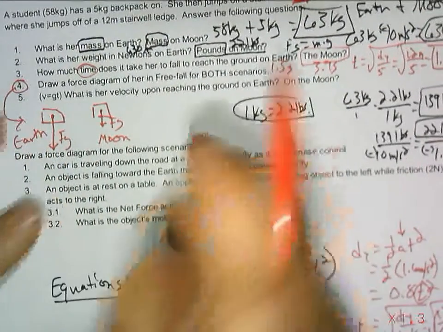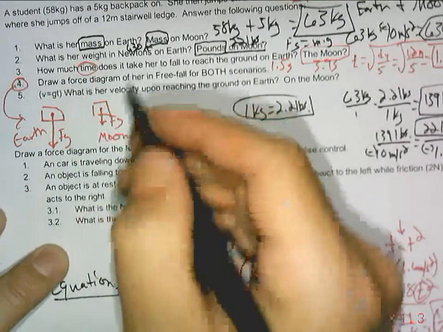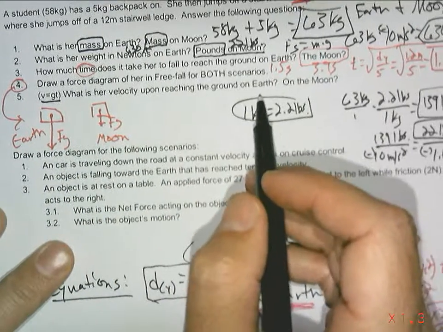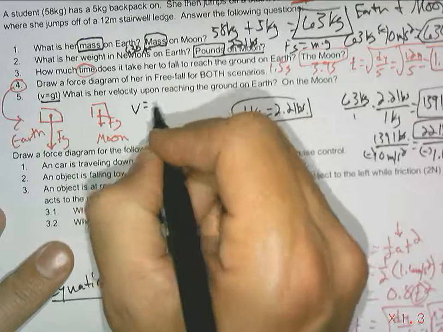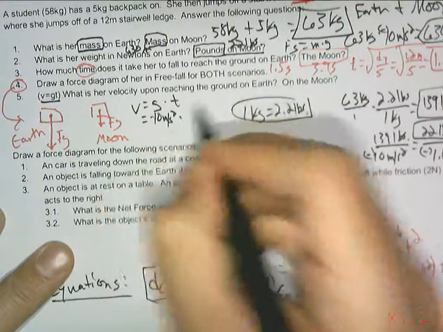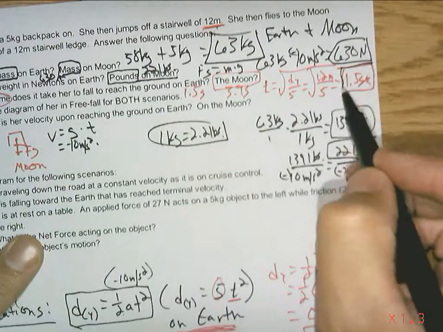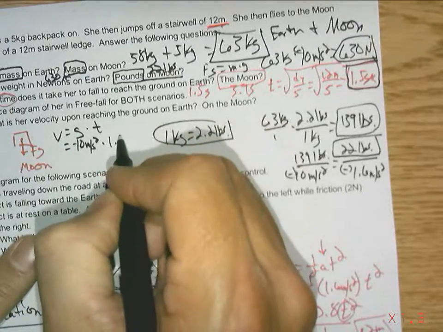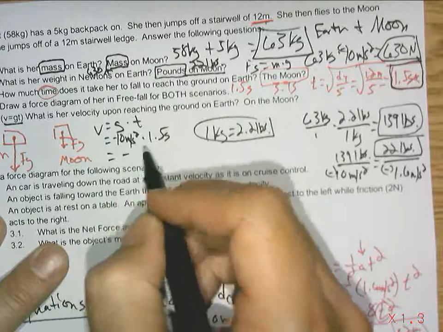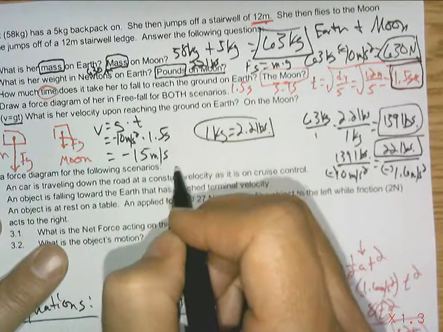And lastly, number 5, and I'll go back to using the black marker here. So v equals g times t. What is her velocity upon reaching the ground on Earth? Well, on Earth, v equals g times t. g is negative 10 meters per second squared, times, I have to go back and refine my time. On Earth, it took 1.5 seconds to reach the ground. So negative 10 times 1.5 seconds tells me her velocity is going to be negative 15 meters per second upon impact.